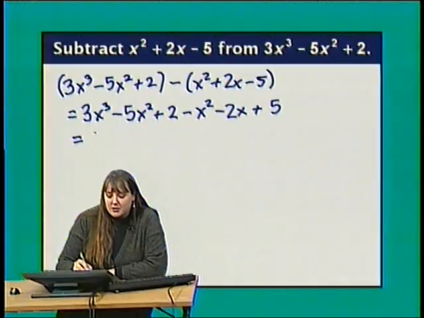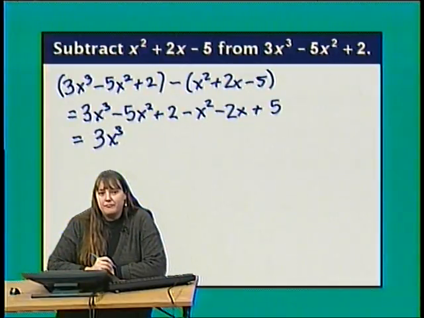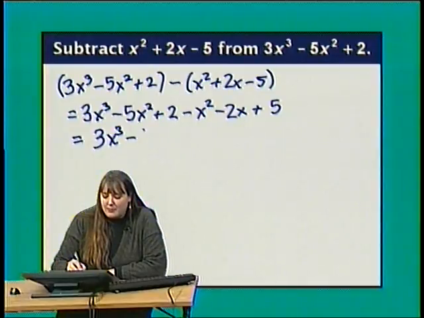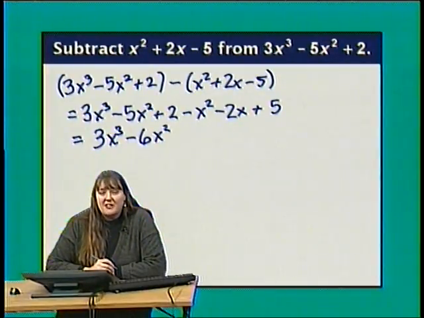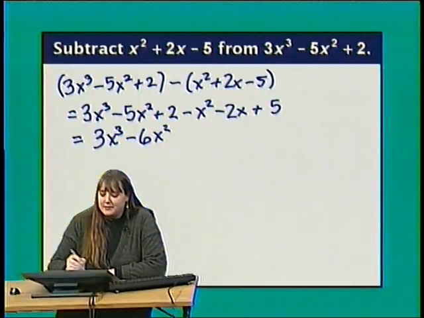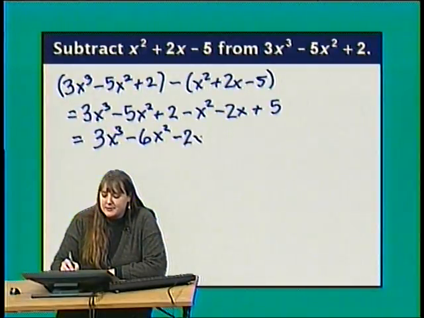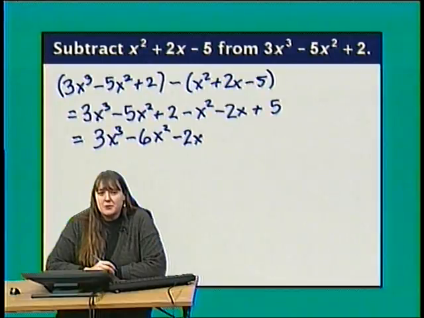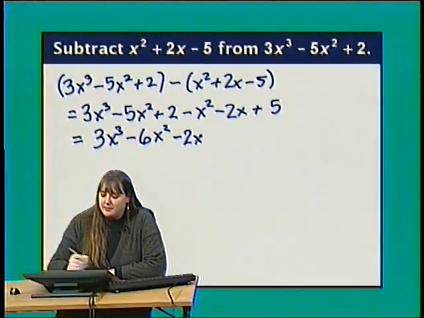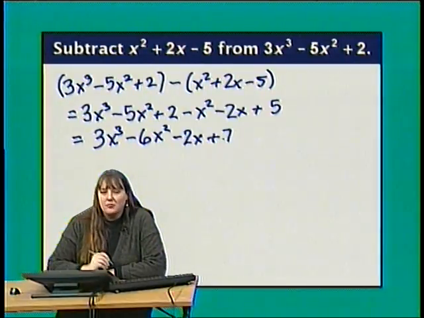Starting with my highest degree term, 3x cubed, there's only one third degree term. Looking for second degree terms, I have minus 5x squared and minus x squared. Altogether, I have minus 6x squared. Looking for first degree terms, I have minus 2x, and that's it. So I'll bring down minus 2x. And then my constants, I have 2 plus 5, which is 7.